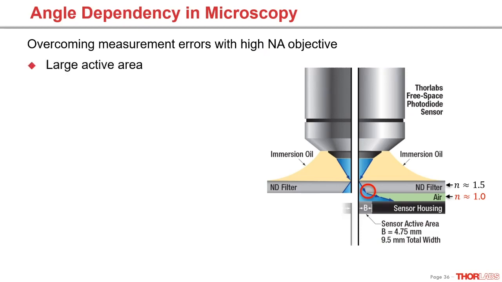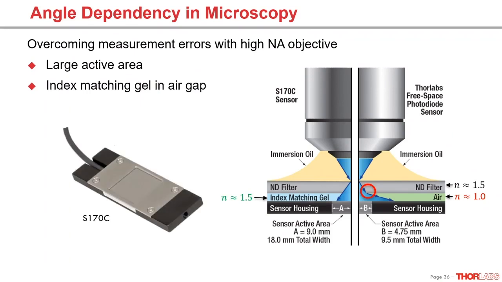First and obvious thing, let's increase the active area. Next one is to get rid of this air gap with the low refraction index. This is done by filling the gap with a translucent gel with the same refraction index as the ND filter. Additionally, we want to have an easily cleanable surface for the use with immersion fluids. The outcome here was our S170C sensor that has the shape of a standard microscope slide.